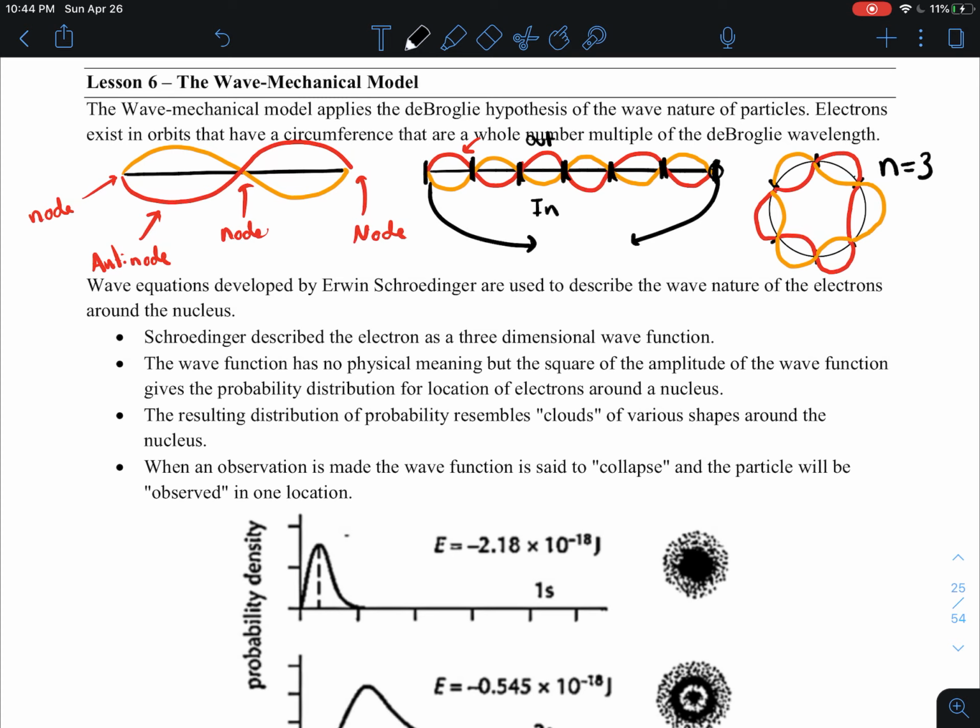So once again, looking at this idea down below, Schrodinger described the electron as a three-dimensional wave function. You don't need to worry about that so much. The wave function has no physical meaning. There's this weird idea, the square of the amplitude, once again not necessary for physics 30, but it resembles what we consider to be a cloud. So this is also known as the cloud model.